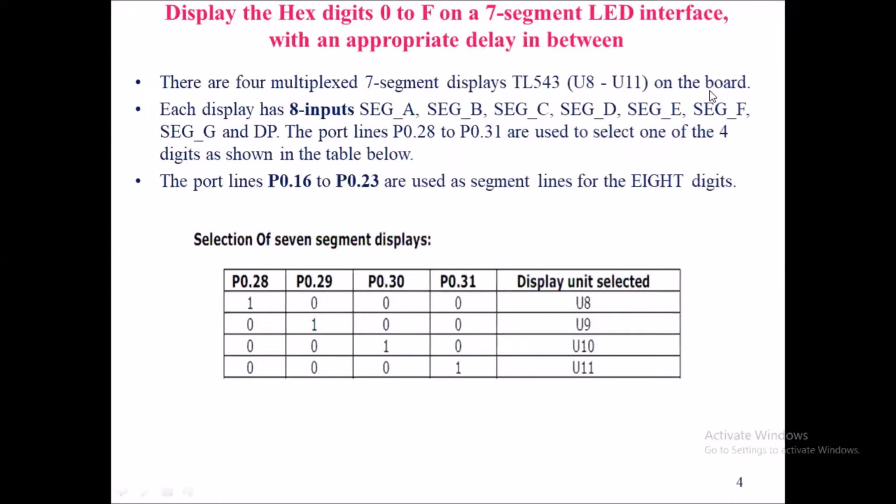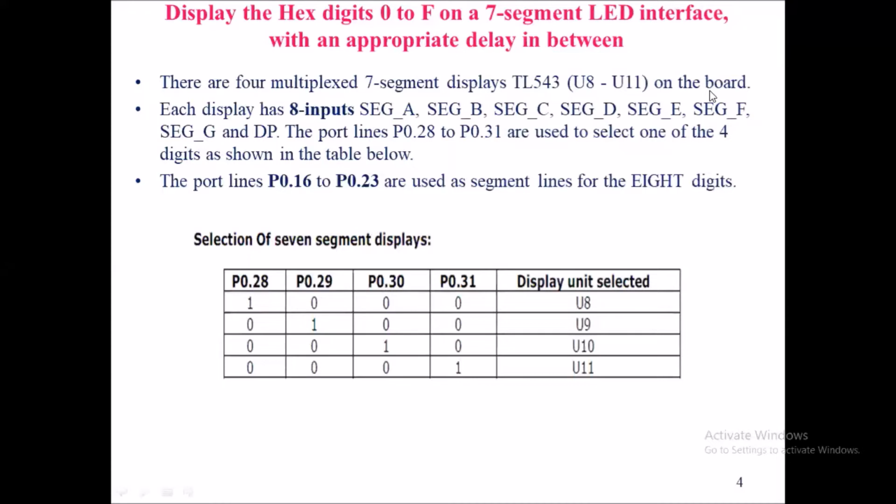Each display has 8 inputs. As I told, there are 8 LEDs associated with the 7-segment display. Of these 8 LEDs, 7 segments range from A to G, and the other one is called DP, the decimal point. To display decimal point numbers, this DP LED should be lit on.